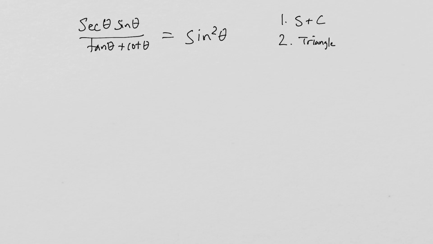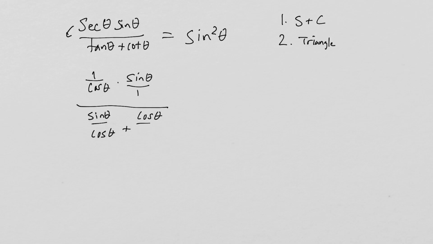We know secant is going to be 1 over cosine. We know sine is just sine over 1. Tangent, sine over cosine. Cotangent is going to be cosine over sine. Let me erase that. Cosine over sine. And remember, we're just going to drop sine squared over.